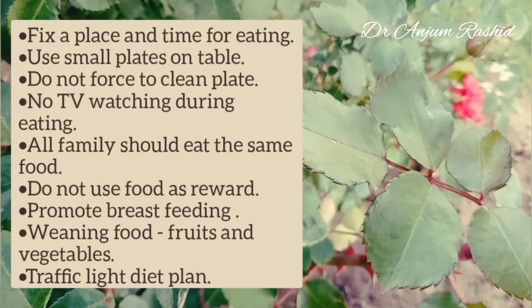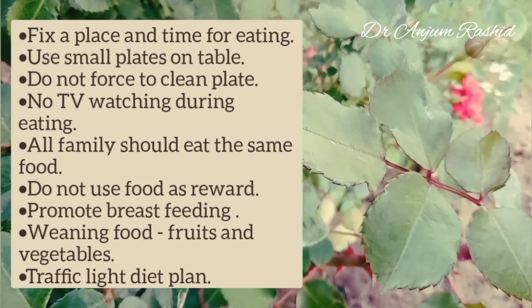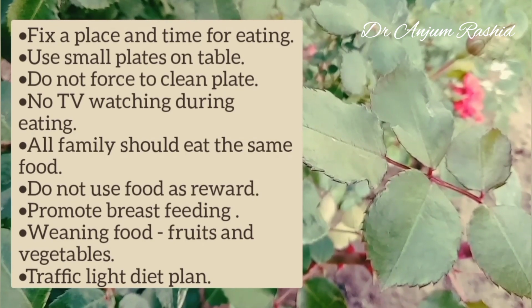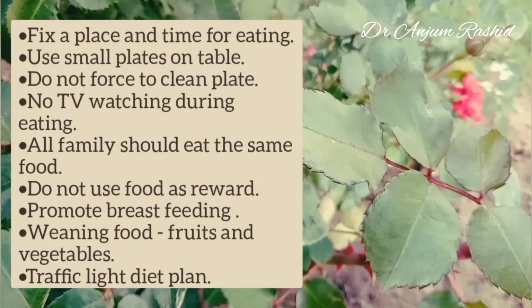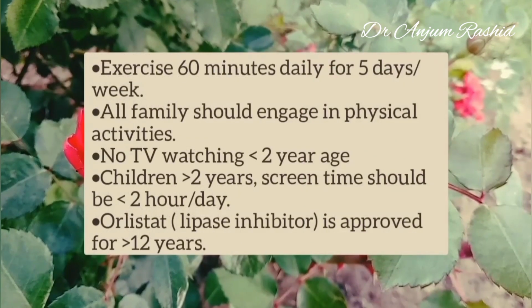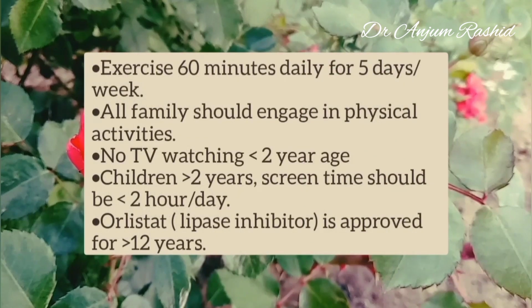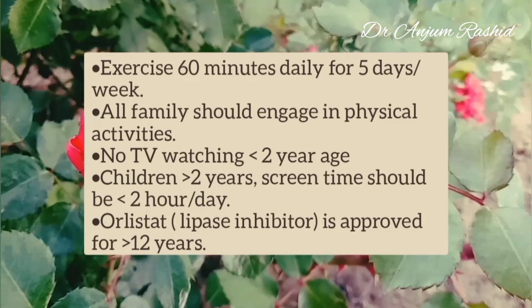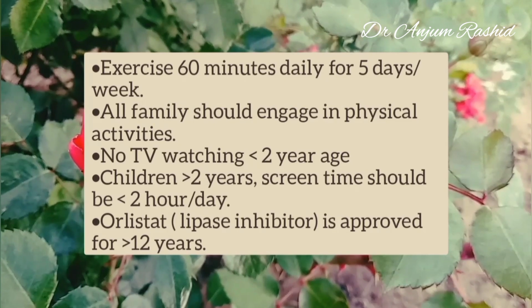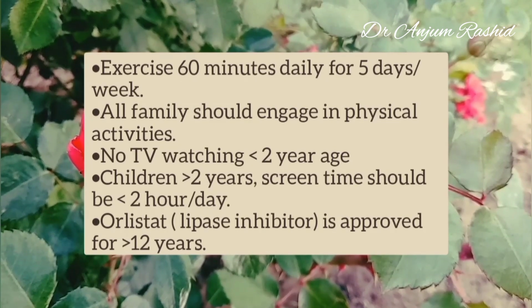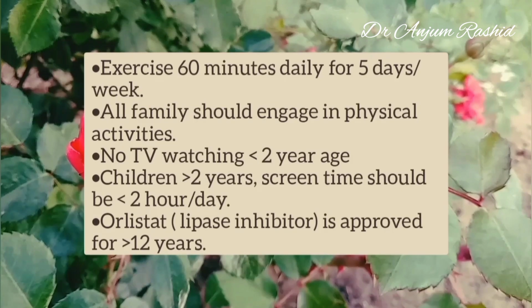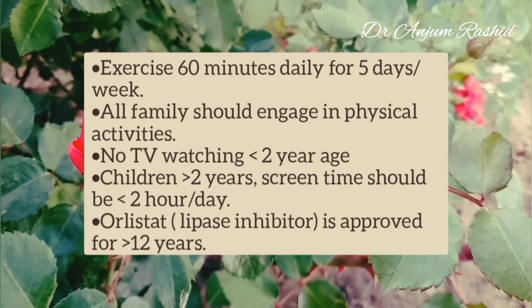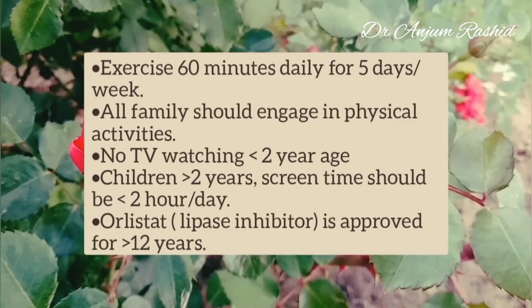Now, food should not be used as a reward and promote breastfeeding. Weaning foods should include fruits and vegetables, and traffic light diet plan should be used. Now, exercise is an important part of obesity treatment, and it should be for 60 minutes daily for 5 days per week, and all family should engage in physical activities. Now, child less than 2 years of age should not watch TV, while for children more than 2 years of age, screen time should be less than 2 hours per day.